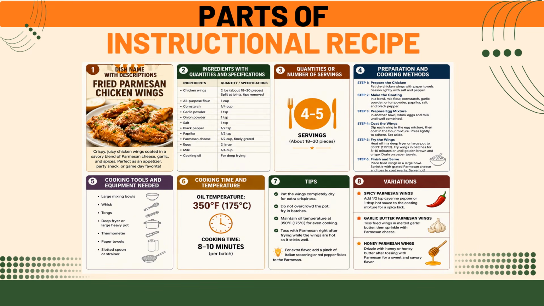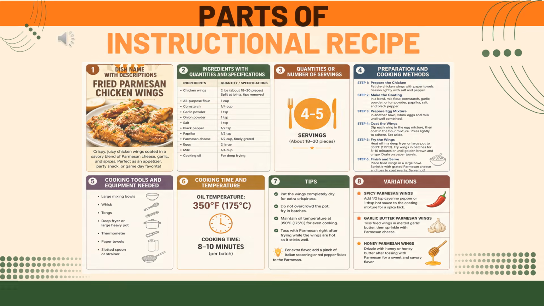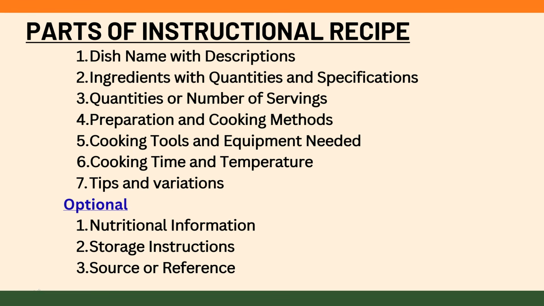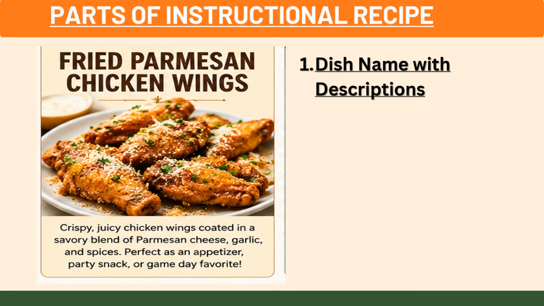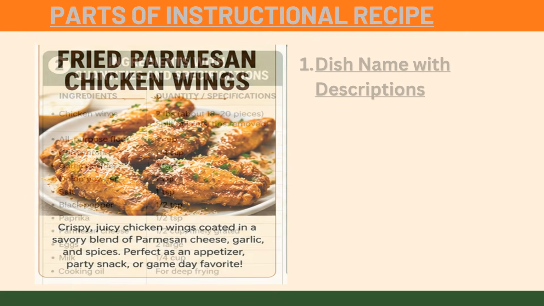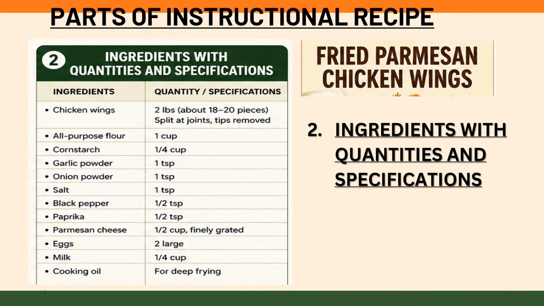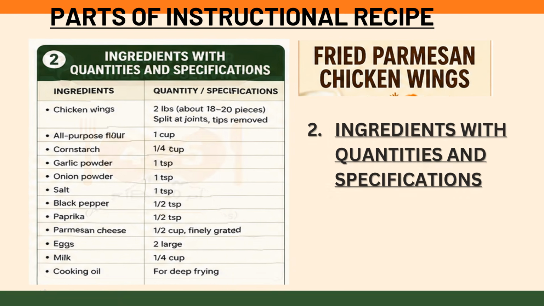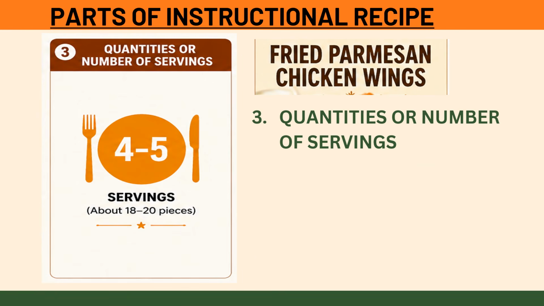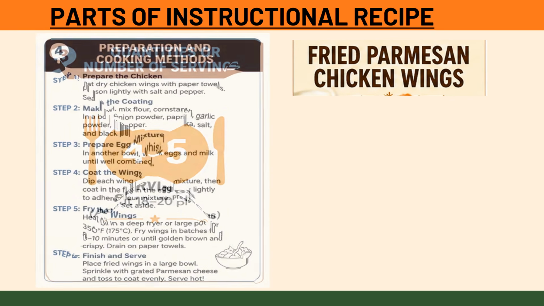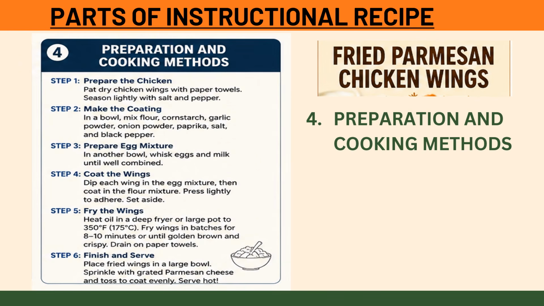The following are the parts of an instructional recipe. Number 1. Dish name with descriptions. Number 2. Ingredients with quantities and specifications. Number 3. Quantities or number of servings. Number 4. Preparation and cooking methods.